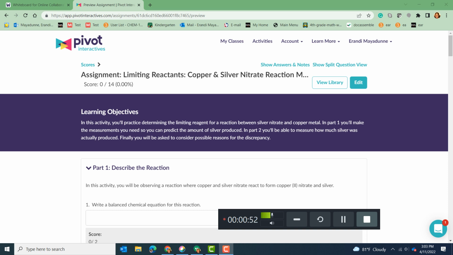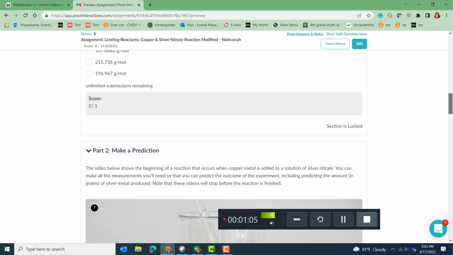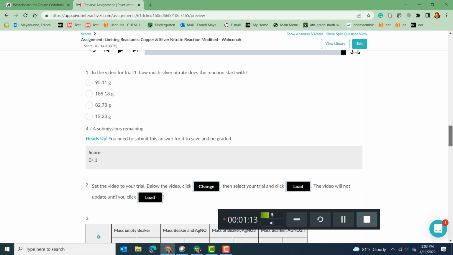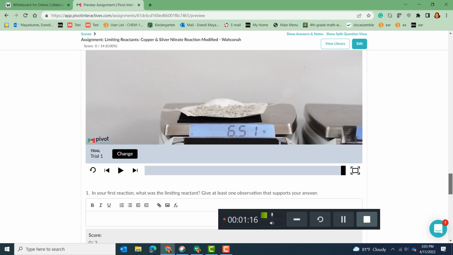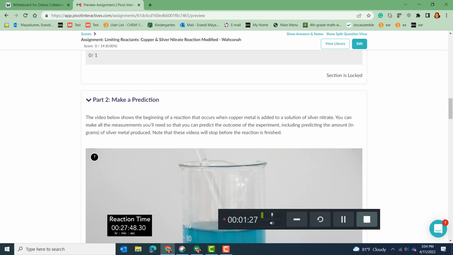So the first part asks the type of reaction, and then you need to write the balanced chemical equation. Then part two of this experiment asks you to make a prediction of the limiting reactant. Part three, you have to do some calculations, and whether the limiting reactant supports the observations. Part two is mostly getting the measurements, and part three is making a prediction of what the limiting reactant is.